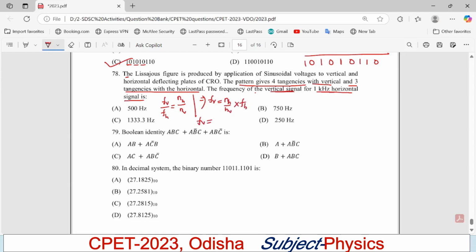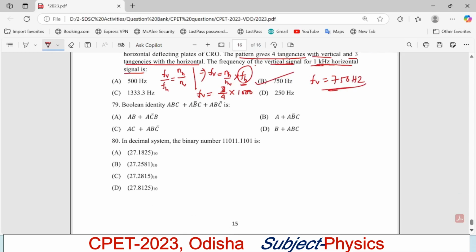NH means horizontal. Horizontal it is given that 3. 3 vertical nodes are 4 into frequency of horizontal, given 1 kilohertz, that means 1000 hertz. You just solve it, you can get 750 hertz. So answer is B. B option is correct.